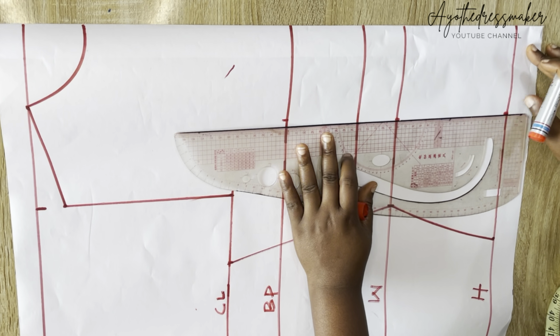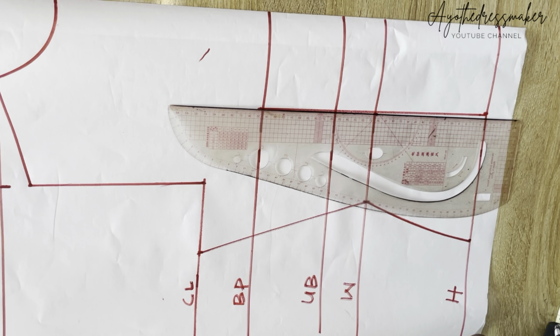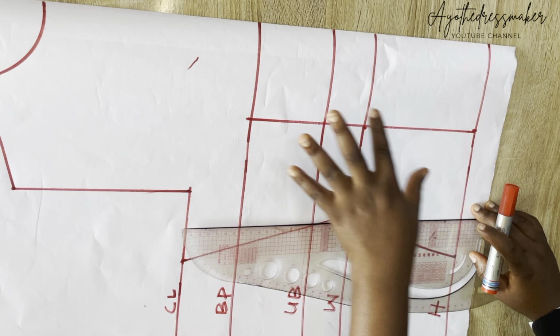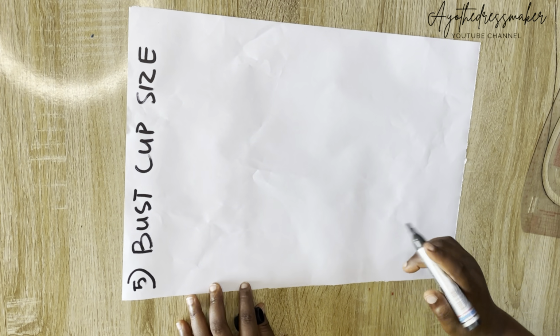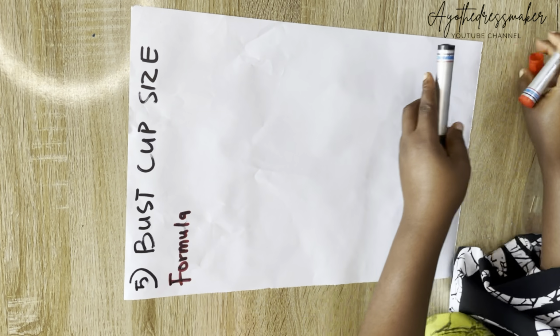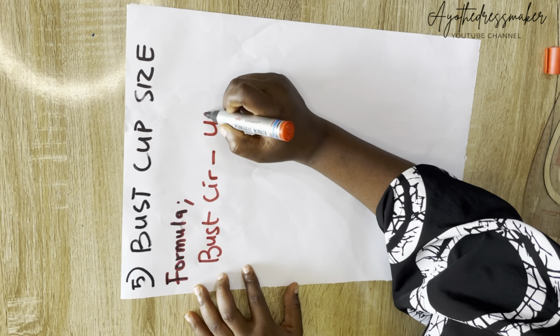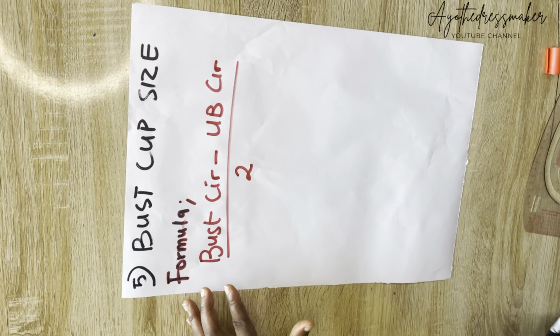Then we're just going to go ahead and connect all the points together. And right there, we have just indicated our nipple to nipple, or the bust span. And right now, the next formula is on how to get your bust cup size. This is a very popular question that I get asked a lot, all right? And the formula is your bust circumference minus your under bust circumference, divided by 2.